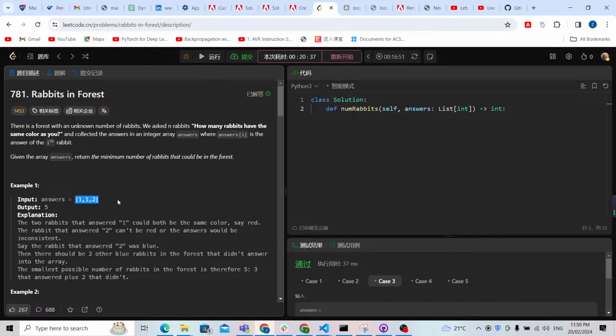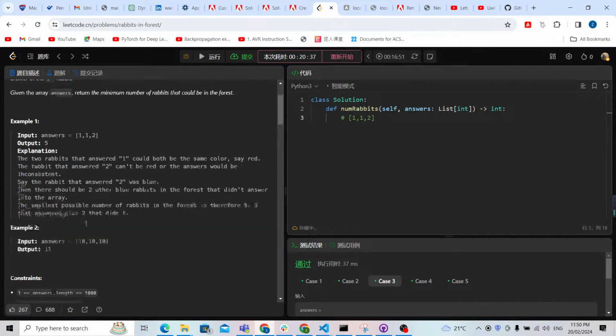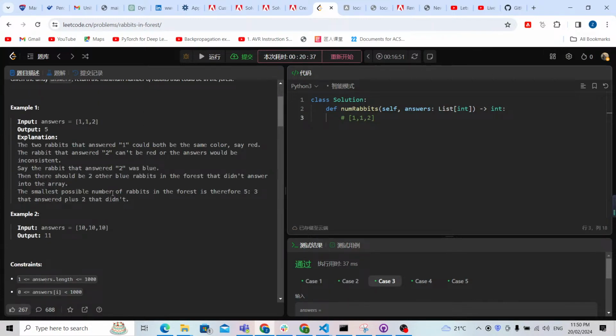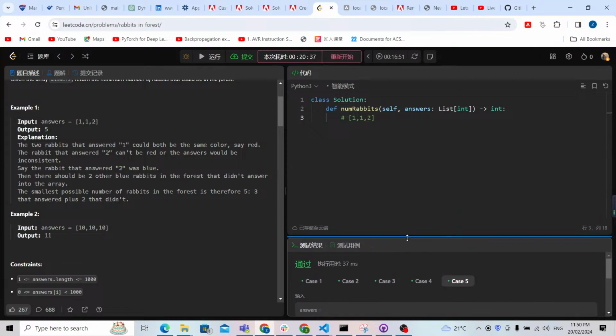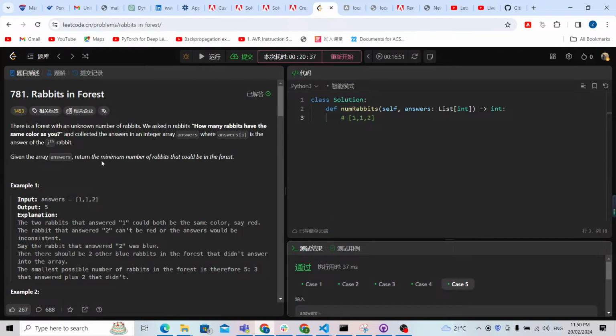So let me first explain this first example. For such kind of a problem, it's better to use examples. Otherwise, you can never think about all the cases. And you can see I also made a lot of mistakes, and then I found my formula was wrong. Because this is a typical mathematical problem, but with the greedy idea, because we're going to return the minimum number of rabbits that could be in the forest. So let's first check this one.